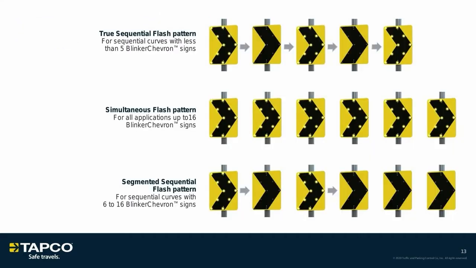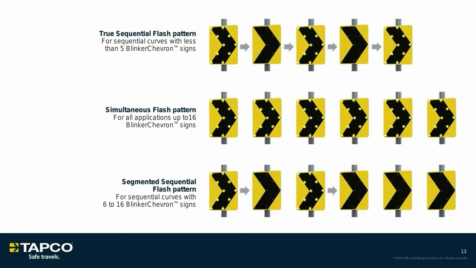So we've got multiple ways of doing it. Each pattern is different. Each setup is different depending on the curve. Anything that's less than 5 signs, we have a true sequential flash pattern. This is going to literally guide that vehicle through a curve. We could also do simultaneous. Anything up to 16 signs can all go on at one time. This is almost like a 24/7 flashing dynamic curve warning system. They'll just be on all day, all the time.